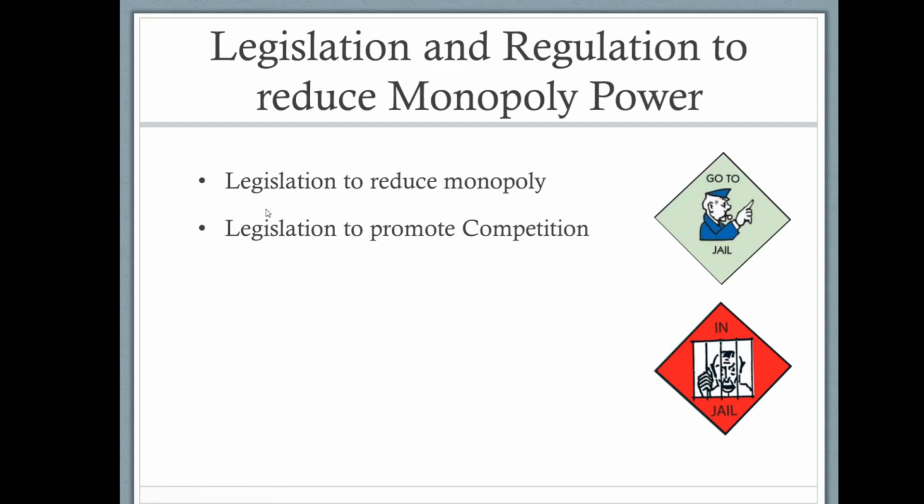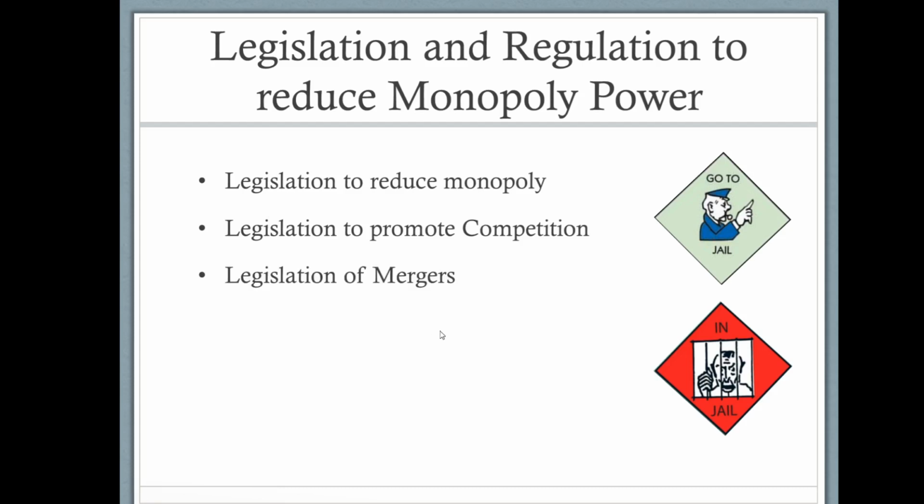Like, how do you define monopoly? How do you define competition? Once again, it is a very vague concept, and that makes it very difficult to control the monopolies sometimes.